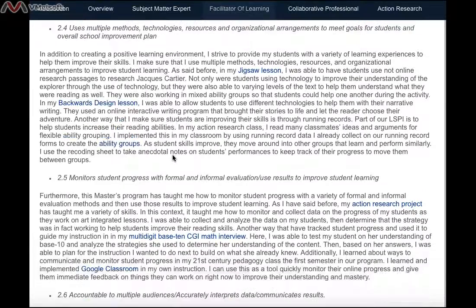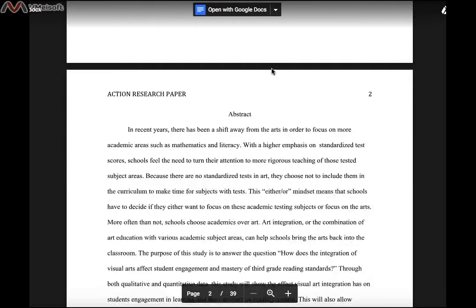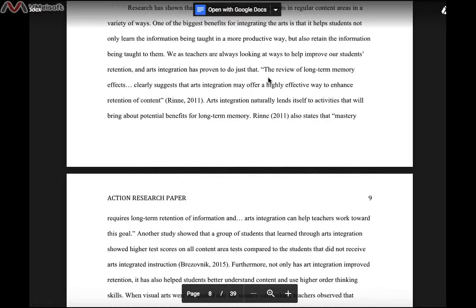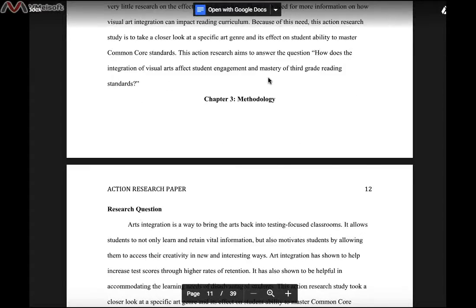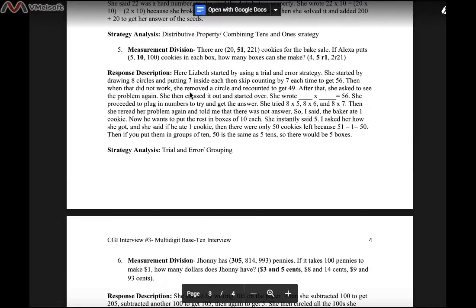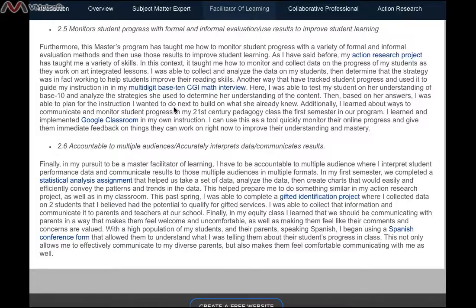And last, I used running records to gather data on my students and put them into ability groups for reading. Next is my action research project. This goes along with Standard 2.5, where I was able to formally collect data on students and use that to guide my instruction. I was also able to do a base 10 interview where I interviewed a student and looked at their strategies and determined what future instruction to plan for.